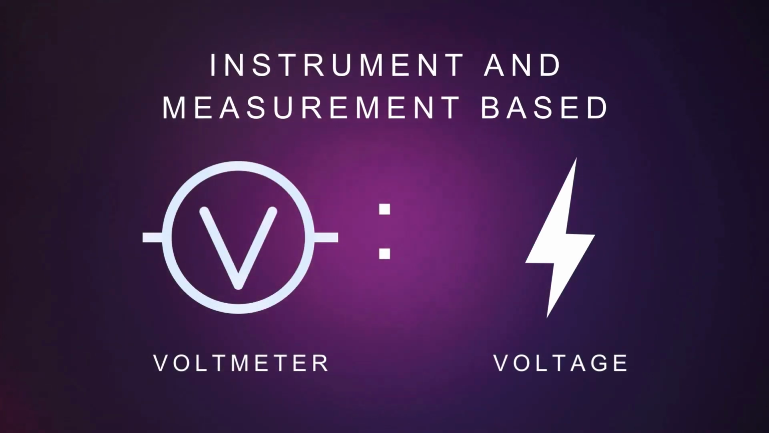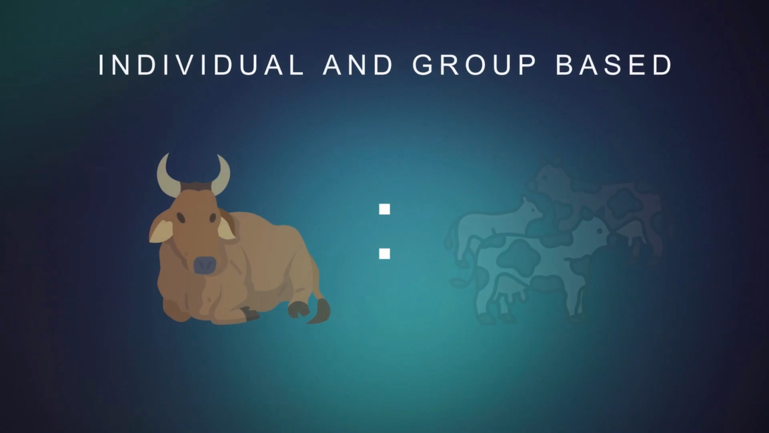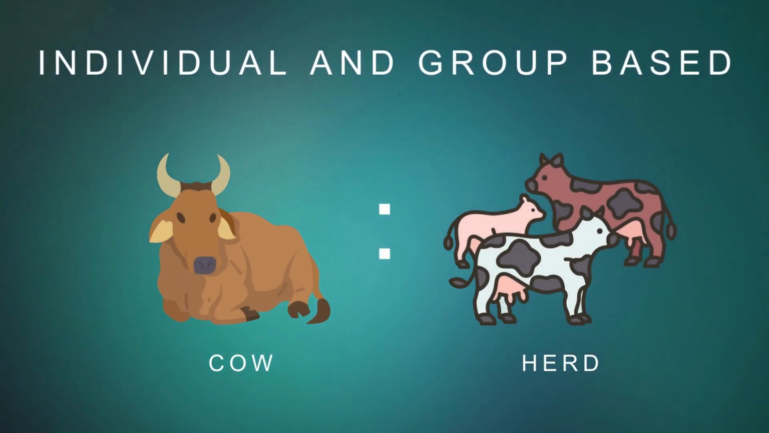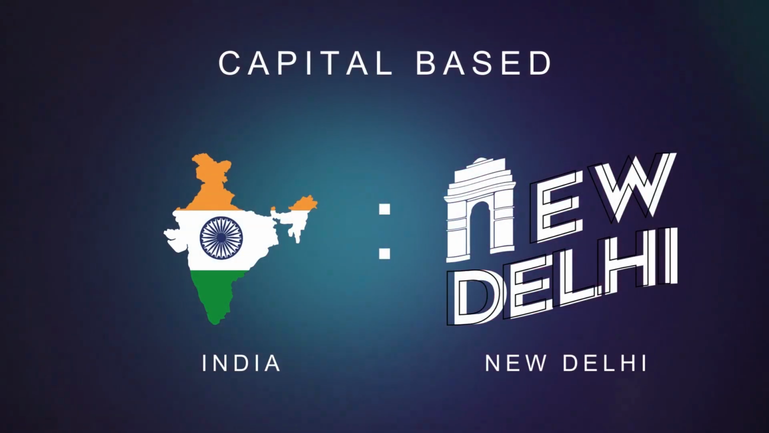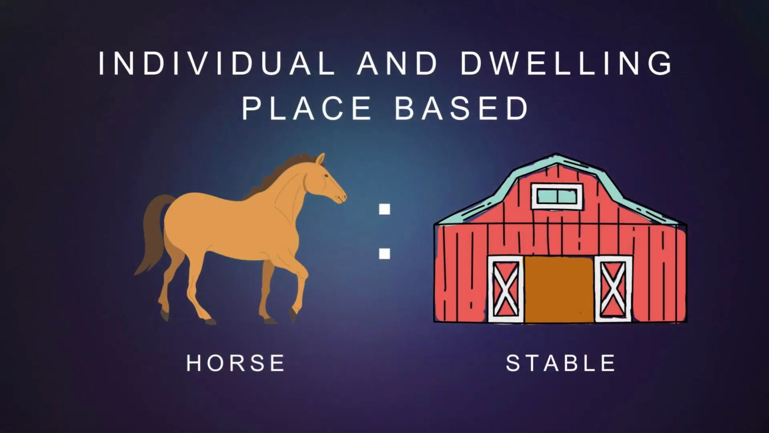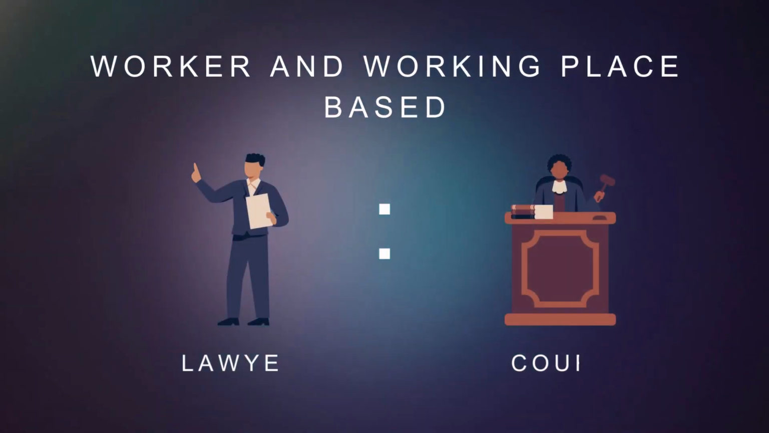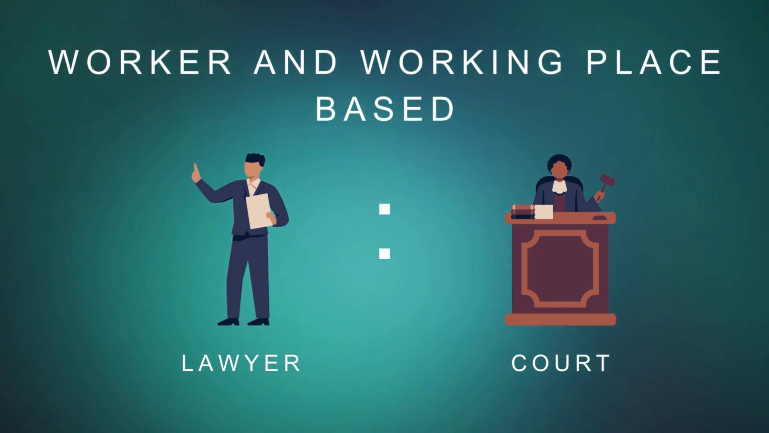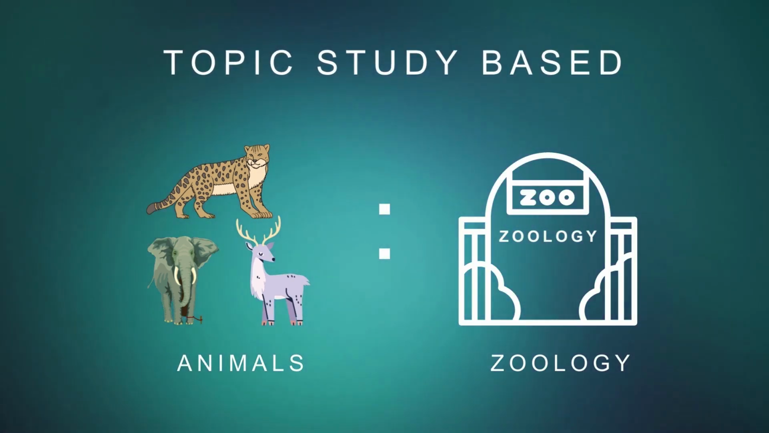Voltmeter, voltage. This example is instrument and measurement based. Cow, herd. This example is individual and group based. India, New Delhi. This example is capital based. Horse, stable. This example is individual and dwelling place based. Lawyer, court. This example is worker and working place based. Animals, zoology. This example is topic study based.